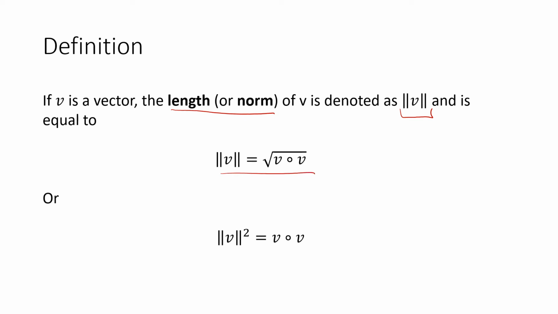And it is the square root of the inner product of a vector with itself. Or you'll sometimes see it written as the square of the length, or the square of the norm, is the inner product.